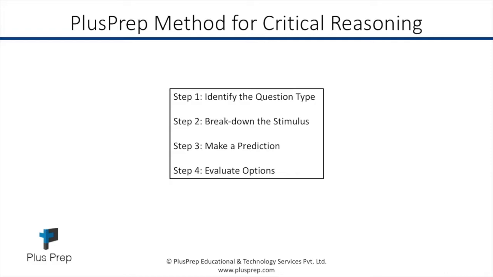And once you've made the prediction, the last step is evaluating the options. Remember, your job is not to find an answer option that looks good. Rather, your job is to eliminate, or rather evaluate and eliminate as many of the answer options as you can, which do not fit with the prediction or the scope of the stimulus in itself. And once you're done with that, you can evaluate whatever is remaining and select the most appropriate of that which remains. Again, how this makes sense and how this flows through, we will see with examples in the next few minutes.